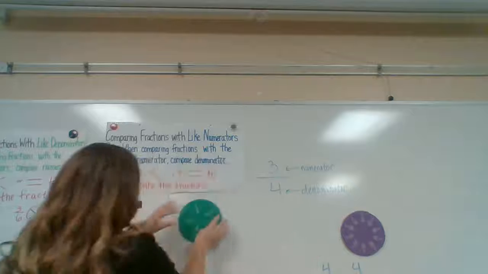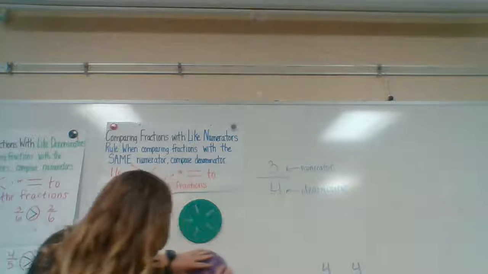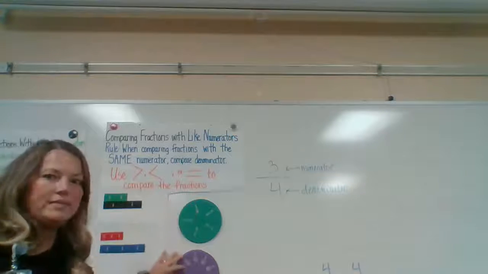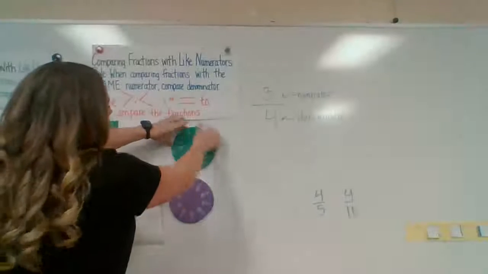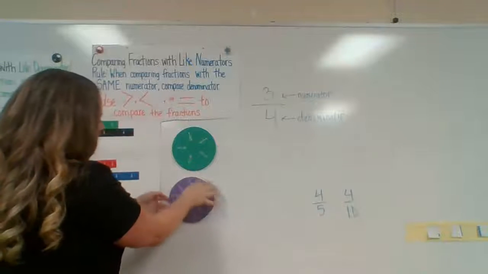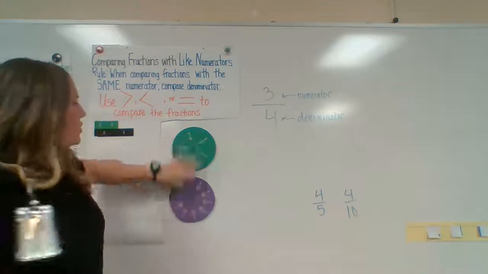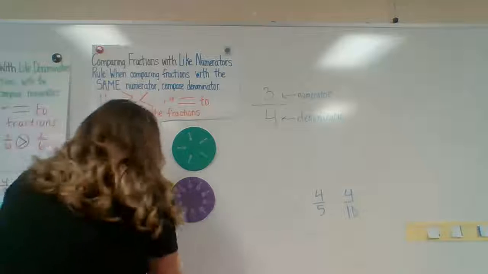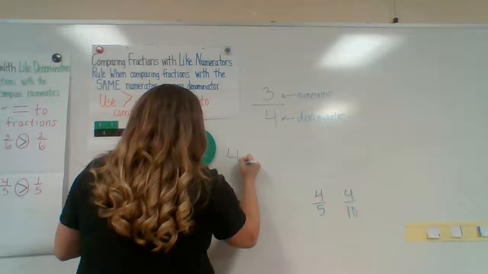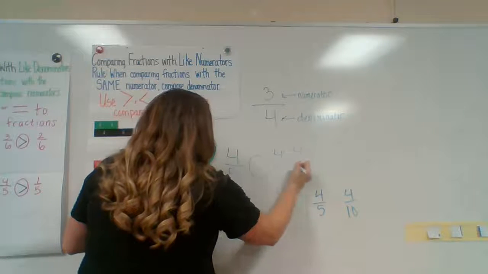For this example, we're going to use fifths and we're going to use tenths. So I have fifths and I have tenths. So this is one whole. This, we can really think about it like a pizza. This is one whole. So these are both the same right now. They're both a whole. But what I'm going to be comparing is, what if I have 4/5 compared to 4/10?